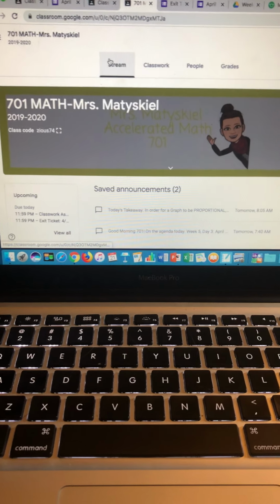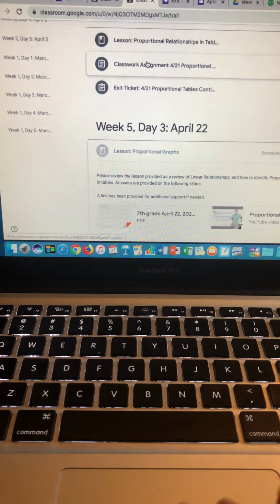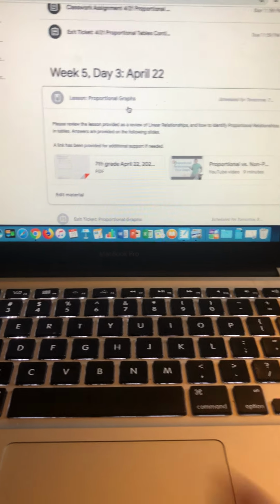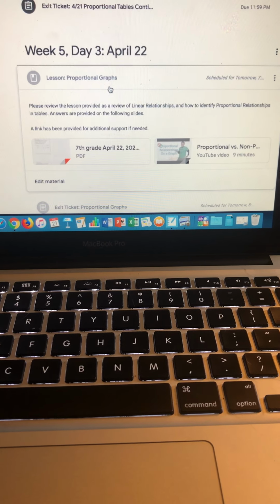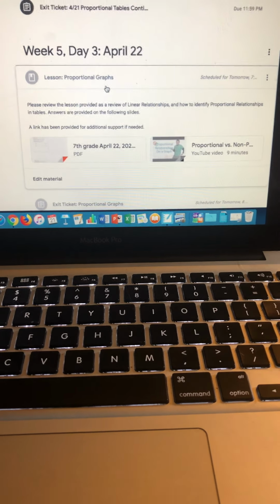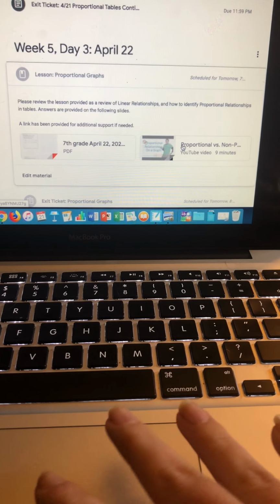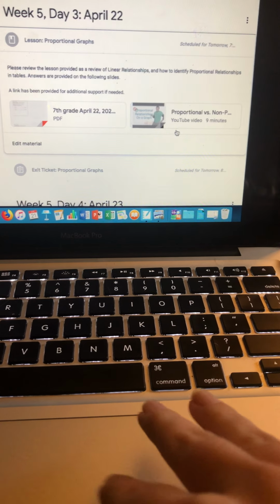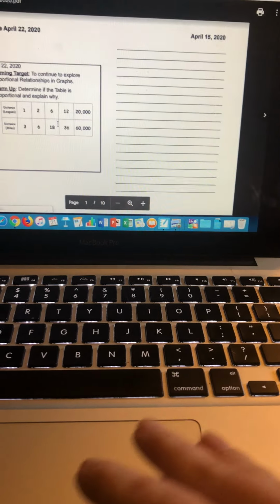So I'm just going to take you through what you're responsible for today. We'll go to our classwork tab, then to week 5, day 3. You have your lesson for today. Our lesson is focusing on identifying if a graph is proportional. There's also a link provided as an additional resource. It goes over some of what we're reviewing in the lesson, so it's there for your assistance.